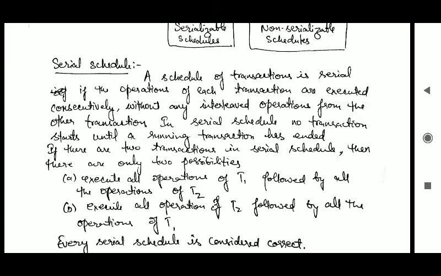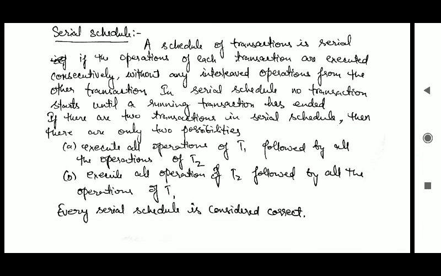The first one is to execute all operations of transaction T1 followed by all the operations of transaction T2. And the second possibility is to execute all operations of transaction T2 followed by all the operations of transaction T1. Every serial schedule is considered correct.